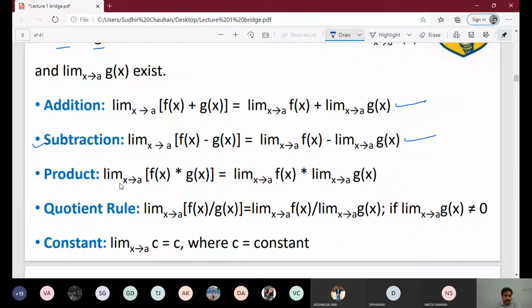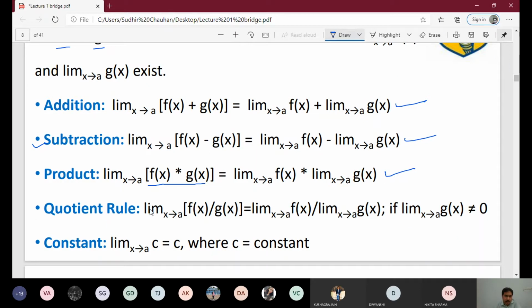Now, product of limits. We find the limit as x tends to a of f(x) into g(x). So here we have a product of two functions, and we can separately take their limits as a product of two limits. So it will be equal to the limit as x tends to a of f(x) into the limit as x tends to a of g(x).